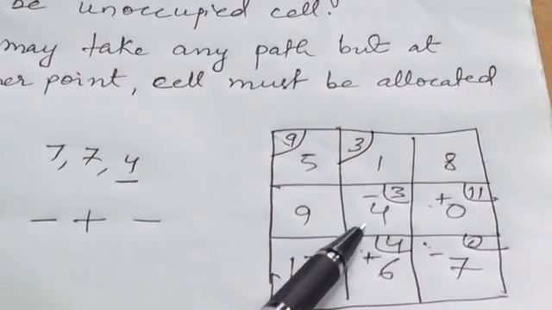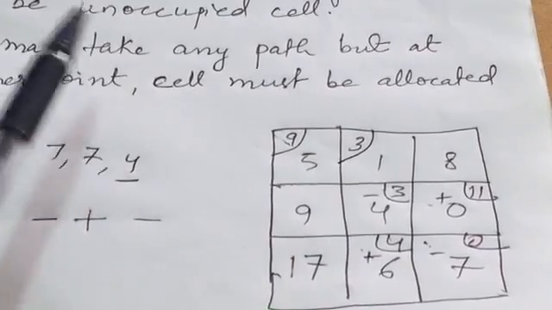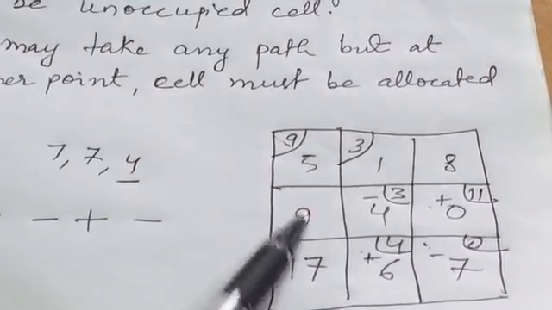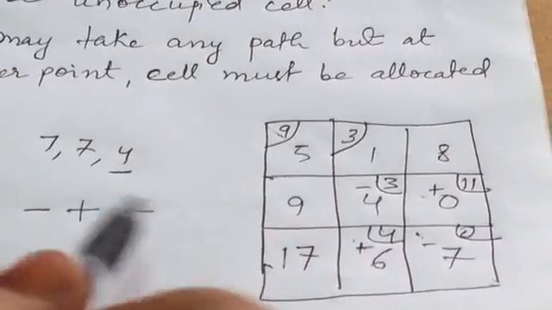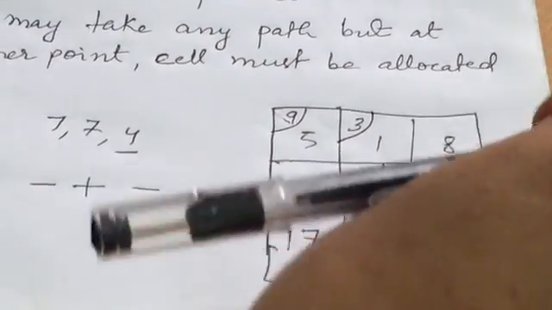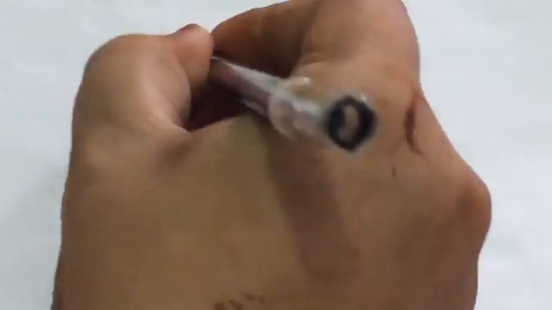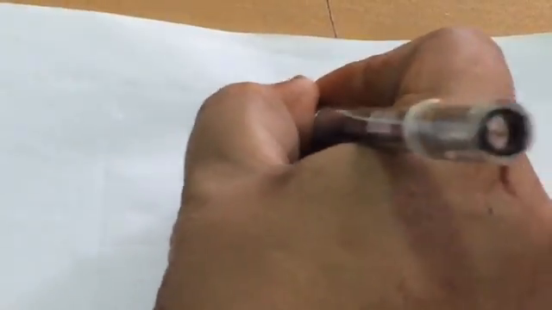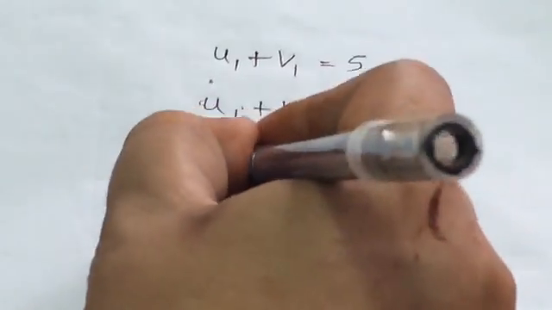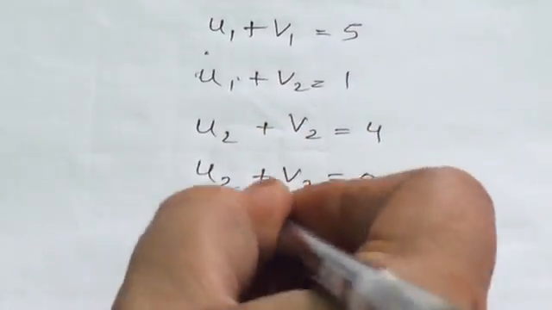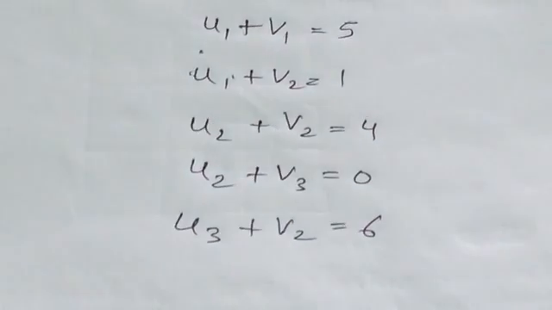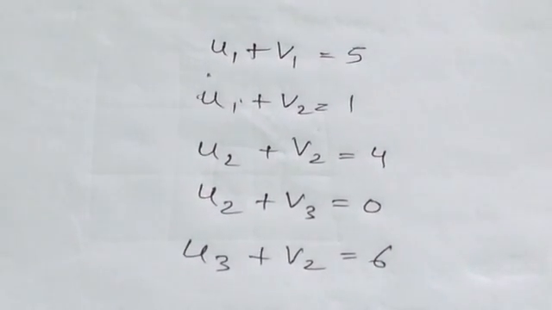So now we have to find again opportunity cost using the same UV method, for this newly allocated values, newly created table. Okay, so now let's see. u1 plus v1 is equal to 5, u1 plus v2 is equal to 1, u2 plus v2 is equal to 4, u2 plus v3 is equal to 0, u3 plus v2 is equal to 6. Okay, so these are the values we are getting from this modified table.